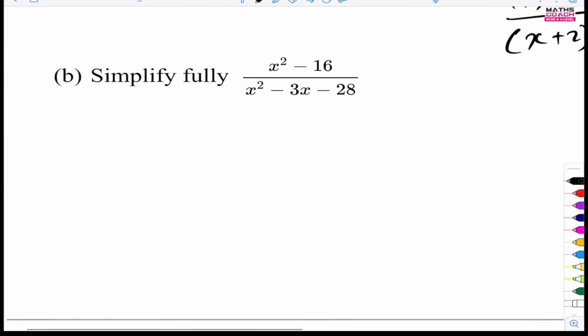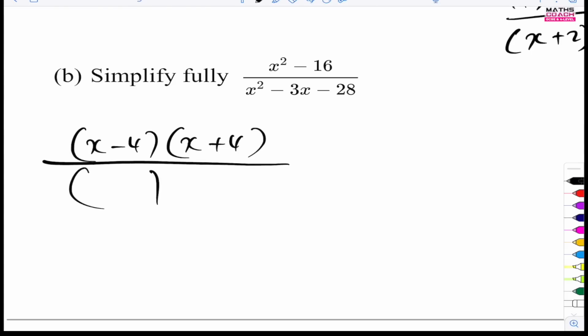Okay, next part, part B, simplify fully. The top here, you can see the difference of 2 squares, so it's going to be a quadratic factorizing. So you're going to have x minus 4 and x plus 4. And the bottom one, you're going to do x, and you want something that makes 28. So that's going to be 7 and 4, plus 4 and minus 7.